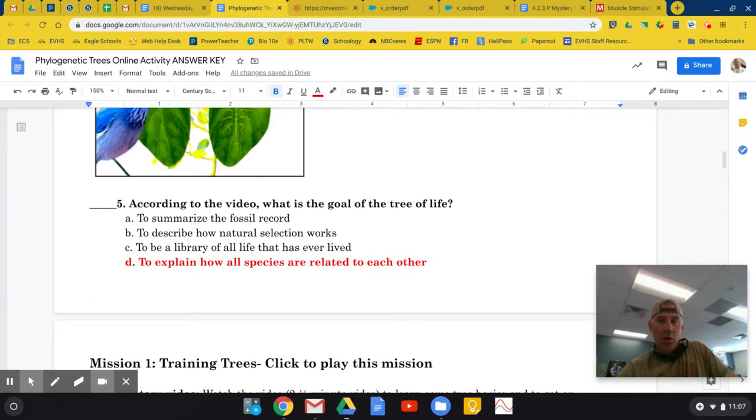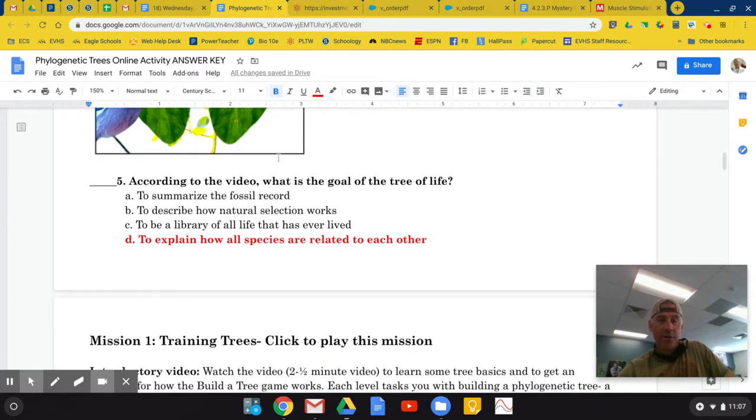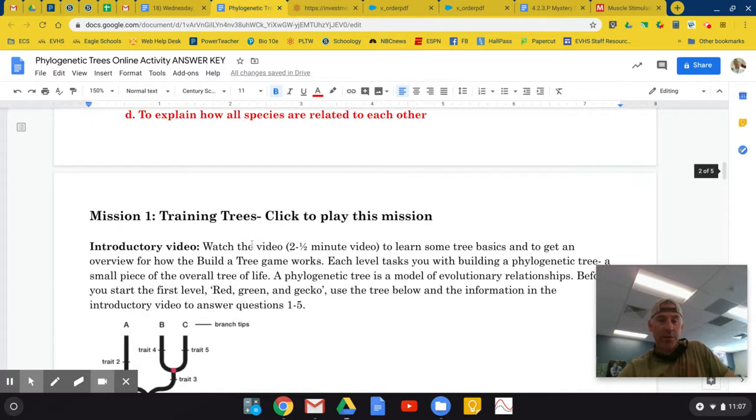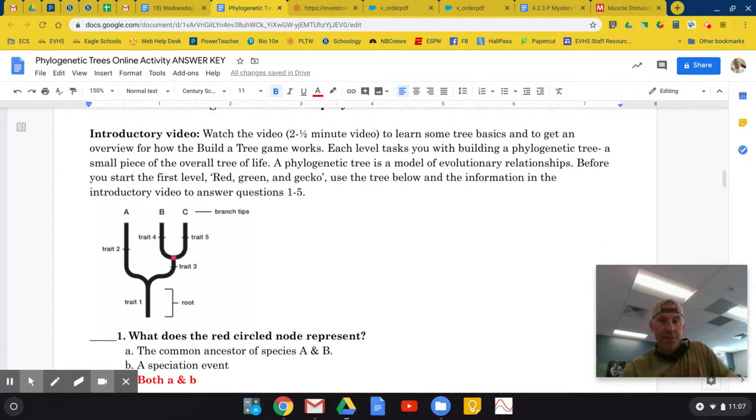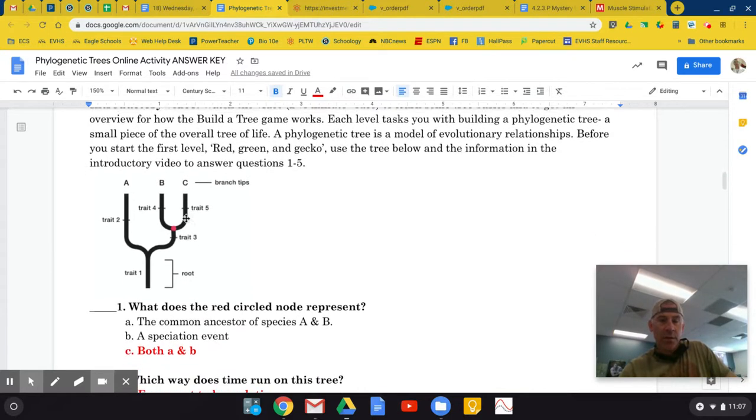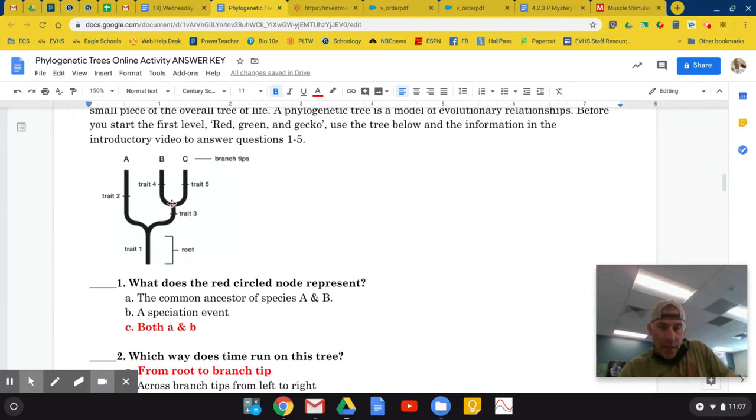According to the video, the goal for the tree of life is to explain how all species are related to each other. And then you guys got into making your phylogenetic trees, and you watched a short intro video. The red circled node right here, a node is just a branch point. Where you see one line branch into 2, that point right there is a node. It's marked very well in this picture. That red dot is a node.